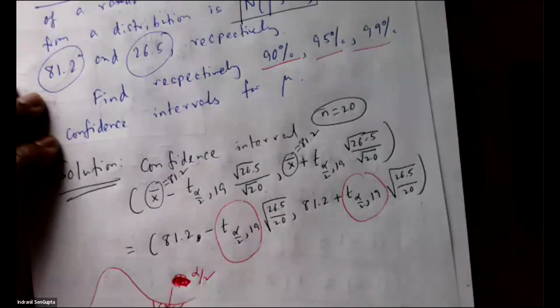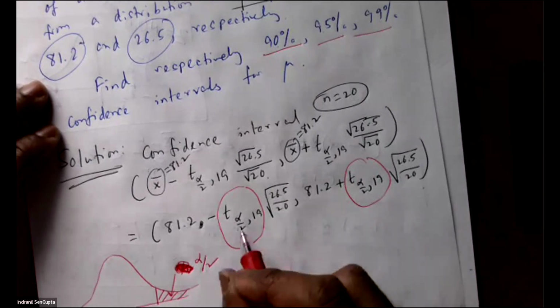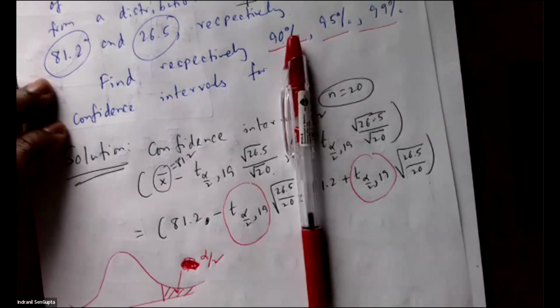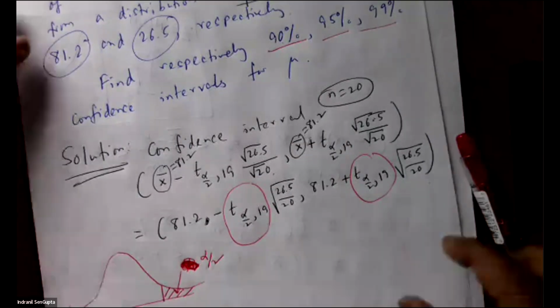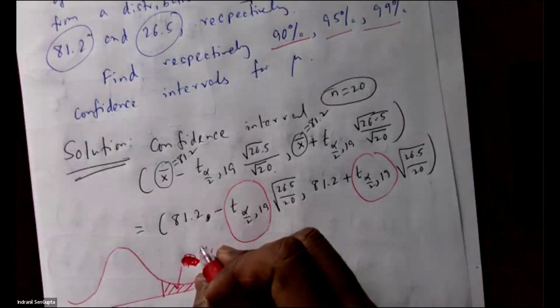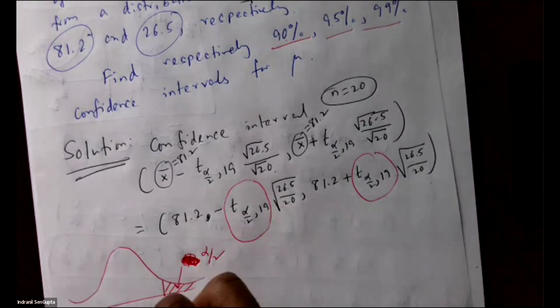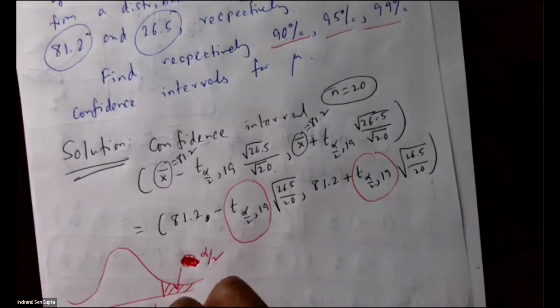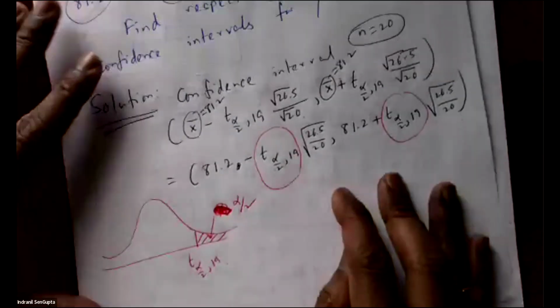No, this is alpha over 2. So when we compute this, okay, this is alpha over 2. And what we are having here is we're trying to compute this number, which is t of alpha over 2, 19, right? Now, we want, again, let me just remind you.